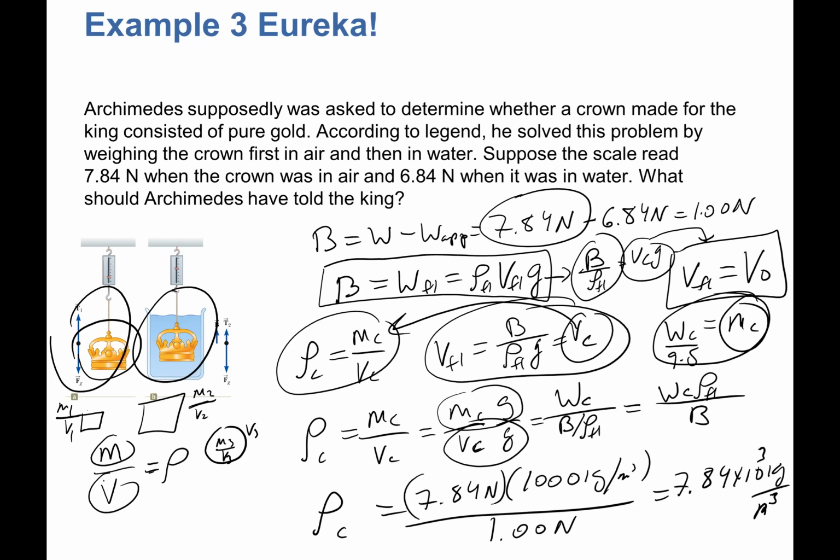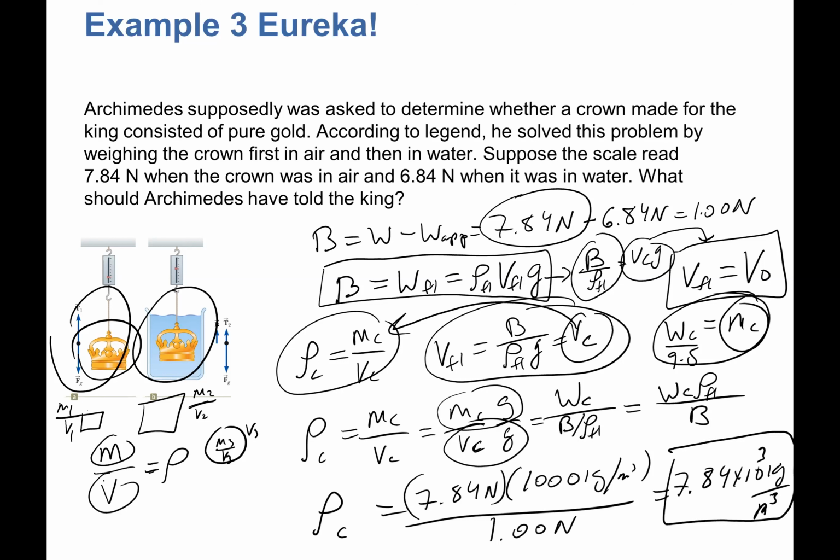Okay, that means what Archimedes was able to find is 7,840 kilograms per cubic meter as the density of the crown.